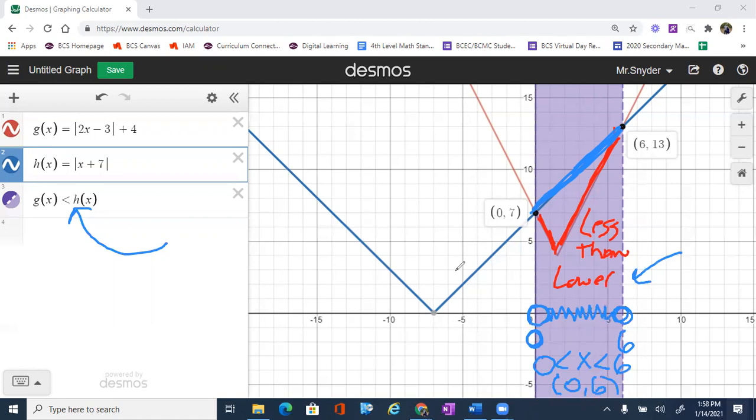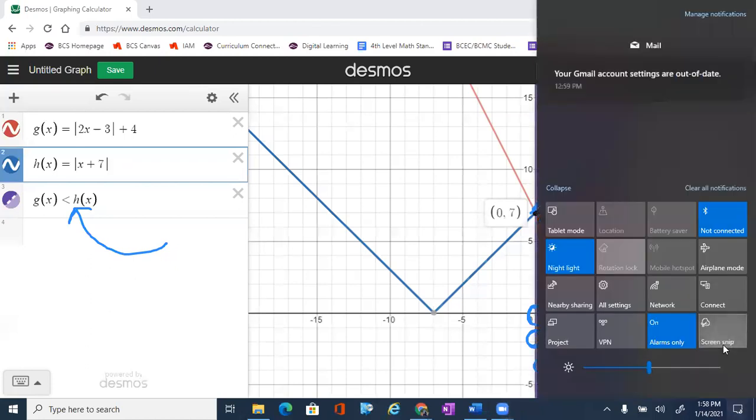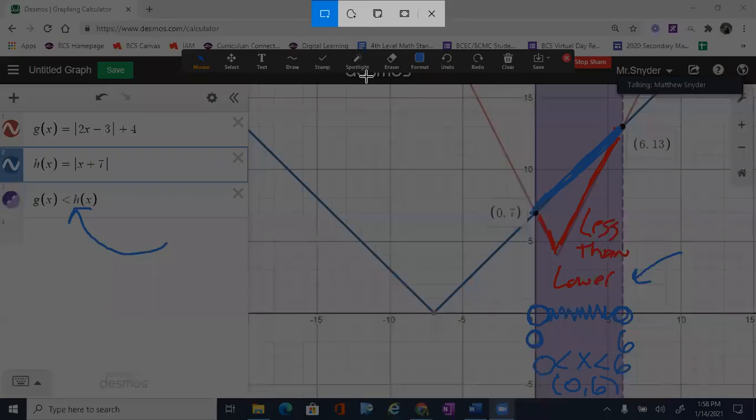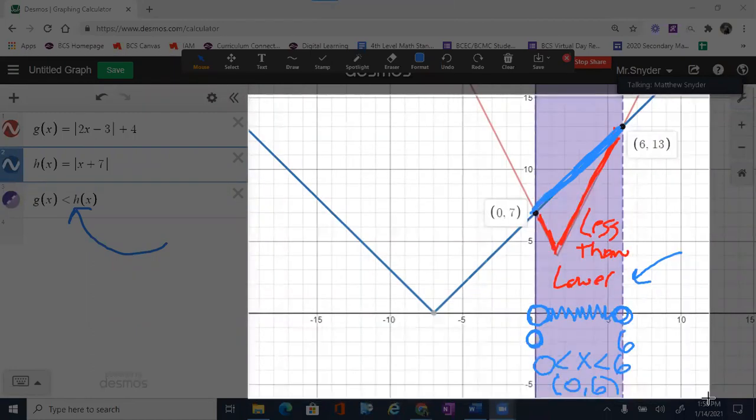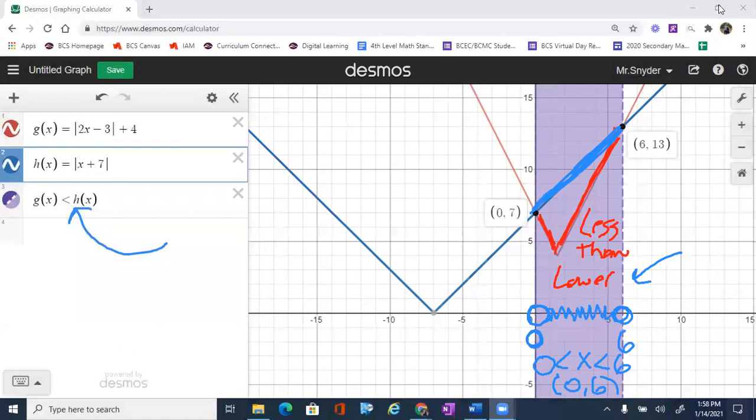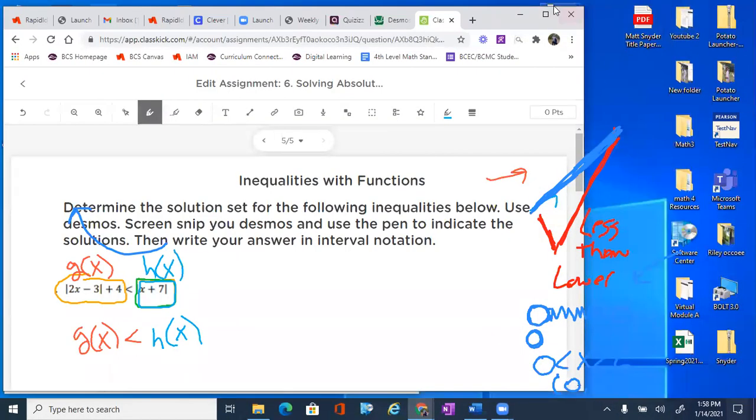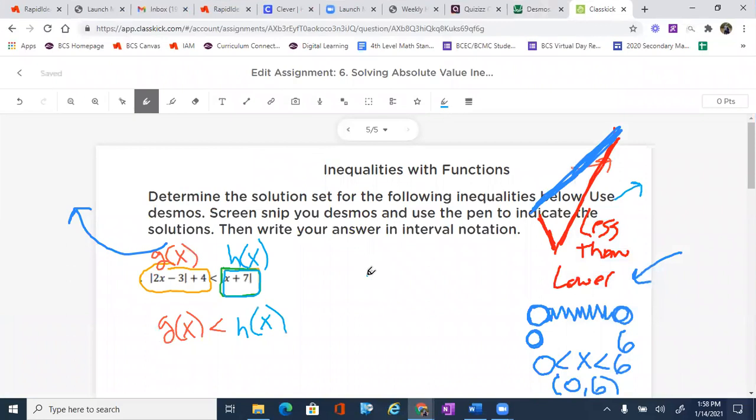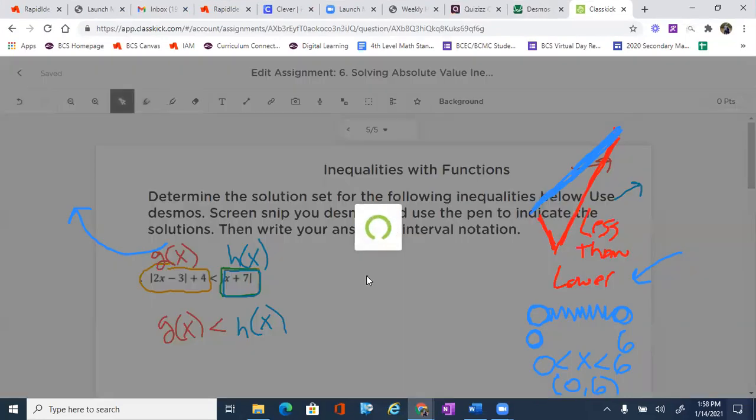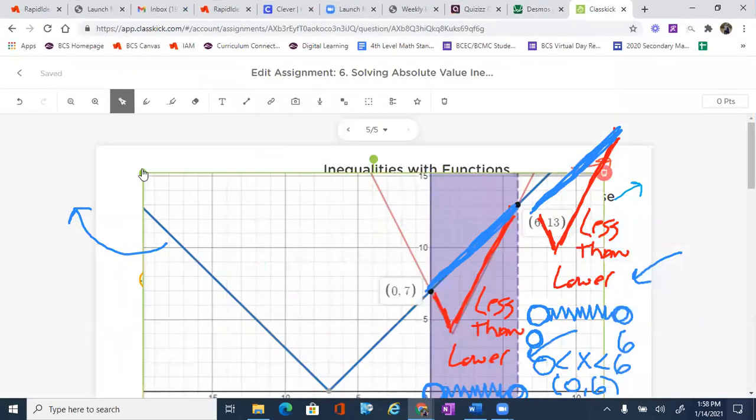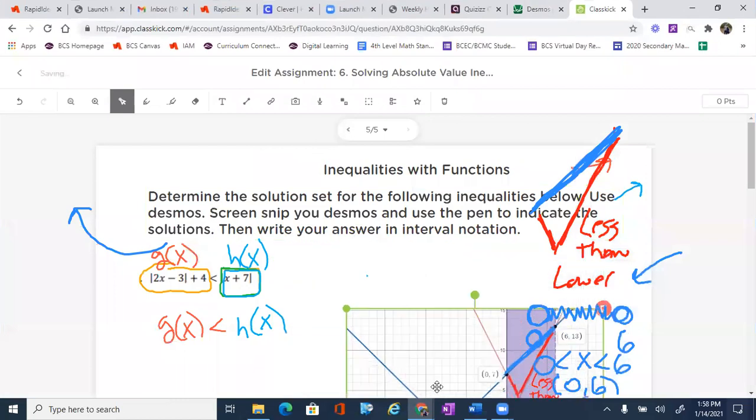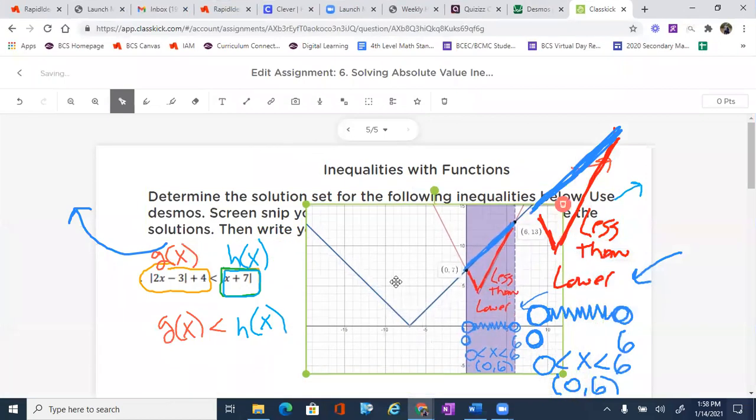Now, in this assignment, what you are going to need to do is show this on your class kick. So you're going to take that screen snip, and you're actually going to screen snip your graph with your solutions on there. And remember, you come back over to Desmos, you press Control V, and it is going to post that picture on there. Please resize it, and you should have all the solutions written on there once you've got that done.